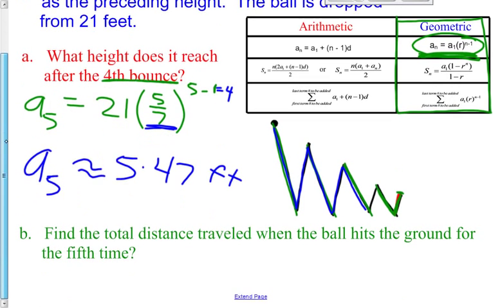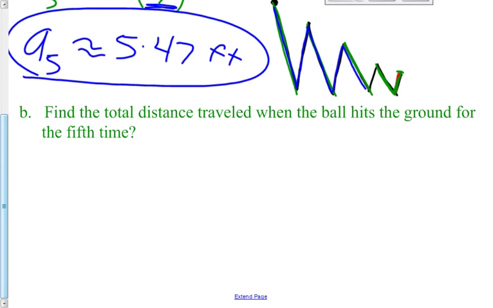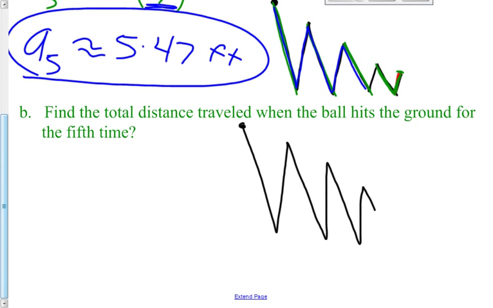Okay? So now, letter B. This is our answer for letter A. For letter B, find the total distance traveled when the ball hits the ground for the fifth time. So we're going to have this bouncy ball. Here it is. It's going to bounce once, twice, three times, four times, five times. And there it hits the ground the fifth time.